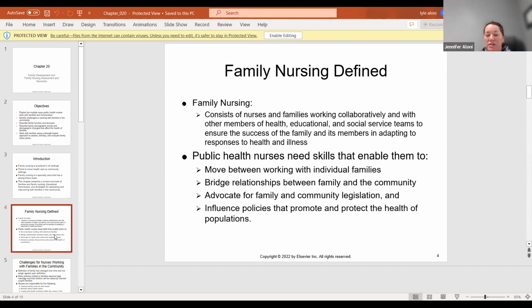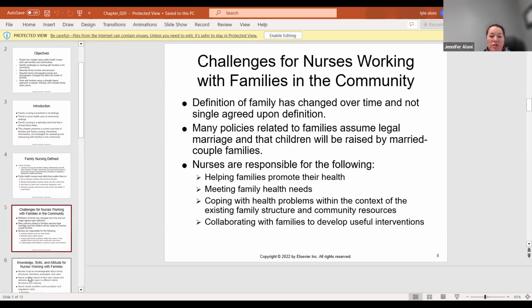Public health nurses need skills that work with not just the individuals, but their families. We're going to bridge relationships between family and community, legislation, influence policies, and protect the health of populations.